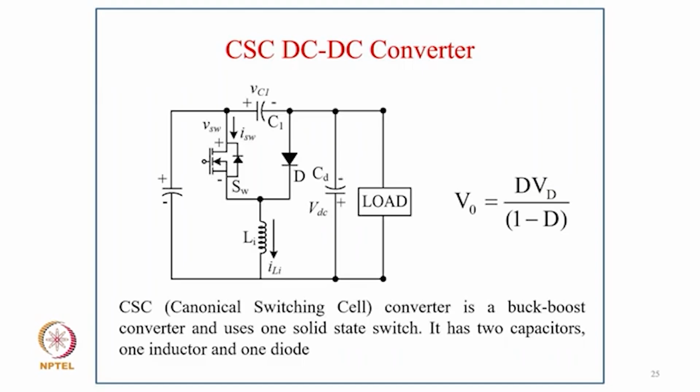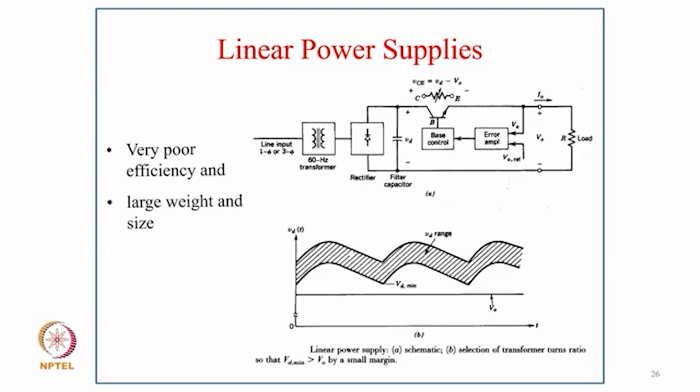So this is called the canonical switching cell converter. It is a buck-boost converter and uses one solid state switch. It has 2 capacitors, 1 inductor and 1 diode. Coming now to the typical linear power supply, which was earlier used for DC-DC conversion, it had a very poor efficiency. That is why switch mode converters appeared, as the linear supply was also large and heavy.